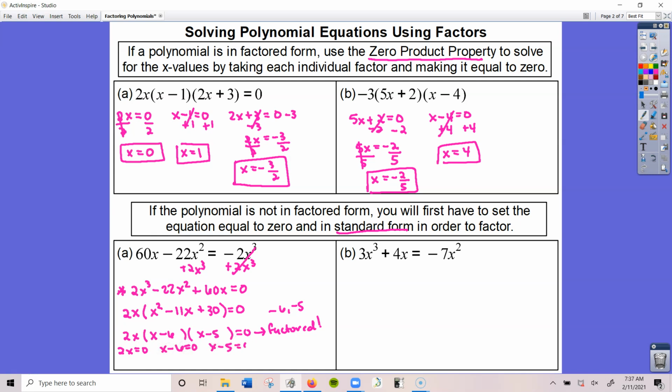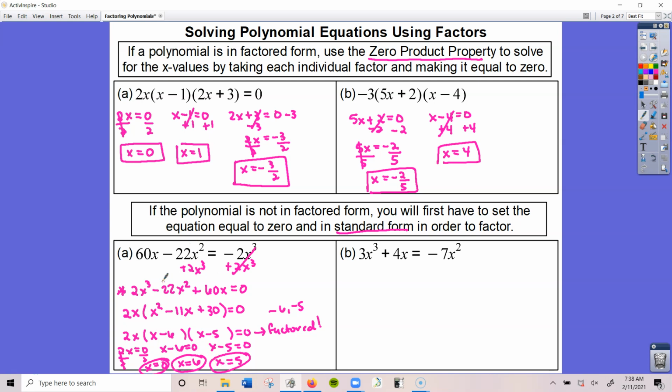And now we solve for x for each one. Here we would have to divide by 2, and 0 divided by anything is 0. Here we would have to add the 6, so x is equal to 6. And here we would have to add the 5, so x is also equal to 5. So our three answers here are 0, 6, and 5.